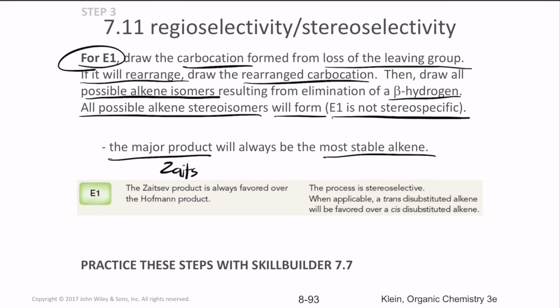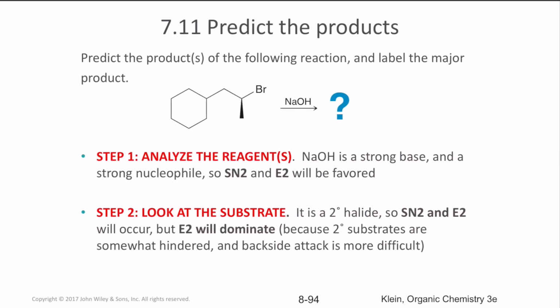So the Zaitsev product is favored for an E1 reaction. So let's take a reaction here, and they're asking us to predict the product of the following reaction. So you have the substrate here and you have NaOH. NaOH is a really strong base and it's also a strong nucleophile, which means that SN2 and E2 will be favored.